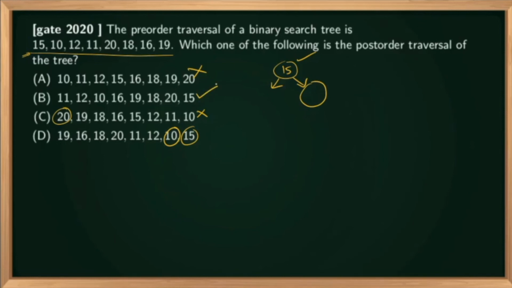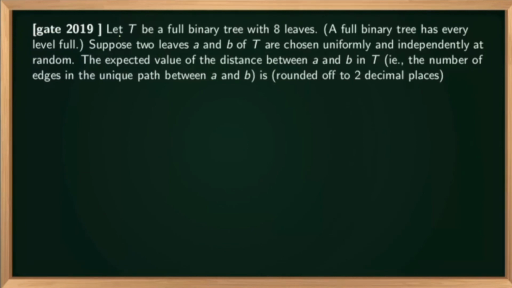This is one way of just looking into it and doing it. You can actually construct the binary search tree very fast using the pre-order, and then you can also do the post-order traversal. That's also possible. Okay. It's given let T be a full binary tree with 8 leaves.